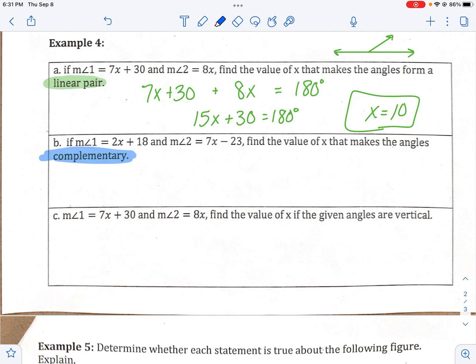You need to identify what are those keywords or phrases that help you to know whether you're adding these together to make 90, adding them together to make 180, are they setting equal to each other? What relationship do my angle pairs have? Why don't you pause the video, try B and C, unpause, and check your work.